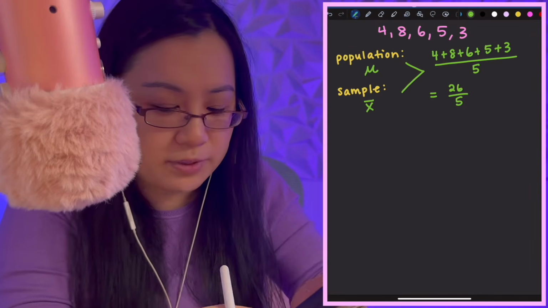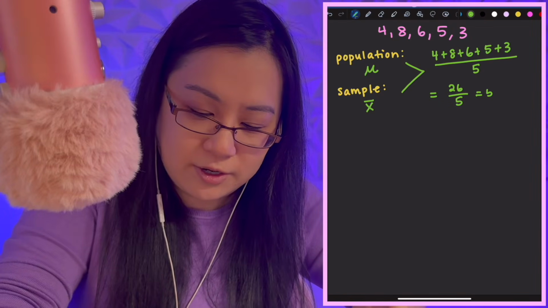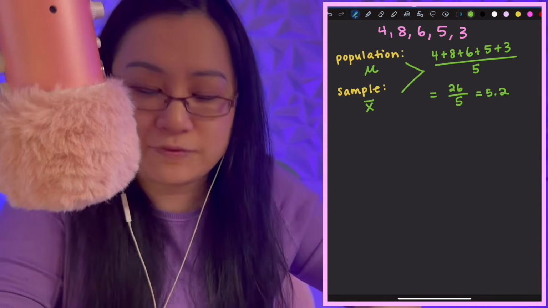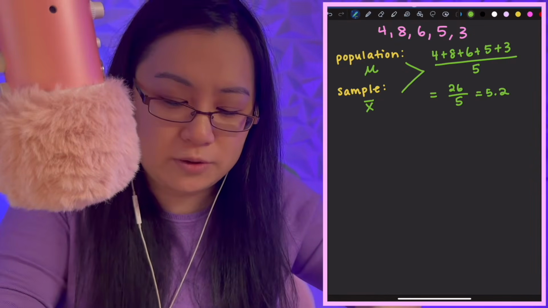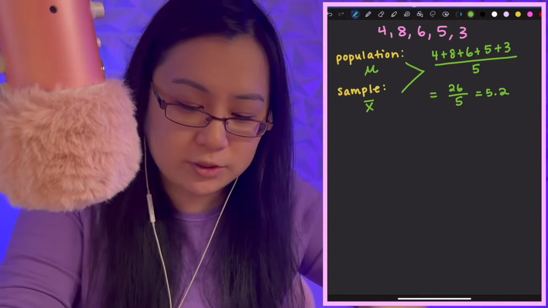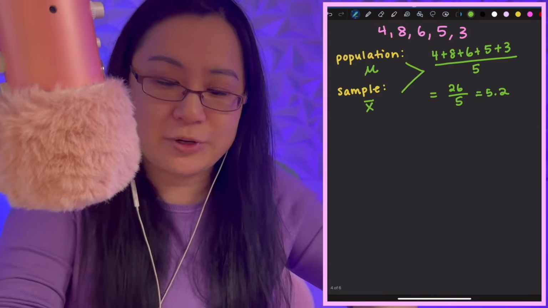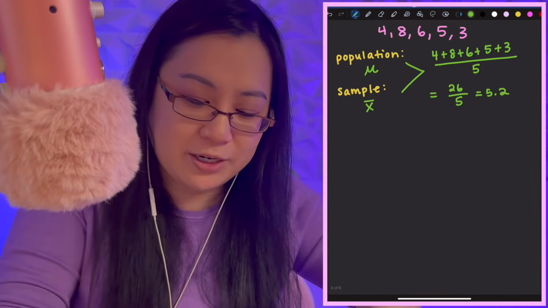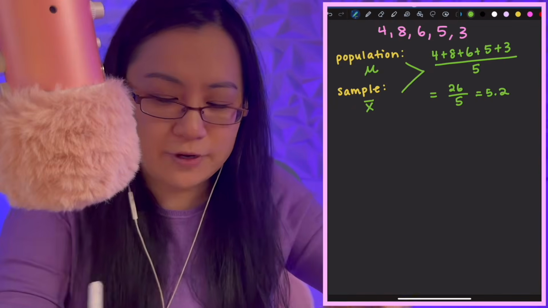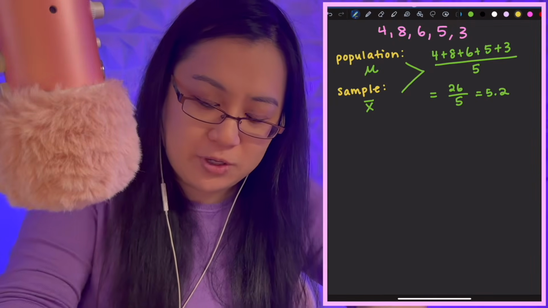26 divided by 5 equals 5.2. Okay, so that means that the average of this data is 5.2. So you'll either write mu equals 5.2 or x bar equals 5.2. I would say most likely you're working with an x bar here because we only have 5 data points, but who knows, maybe we are somewhere with the population of 5. So that would be mu and x bar.